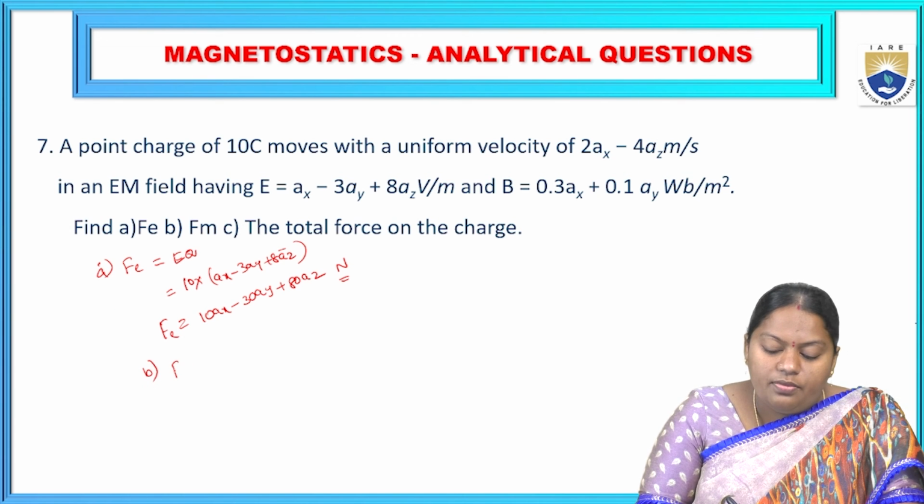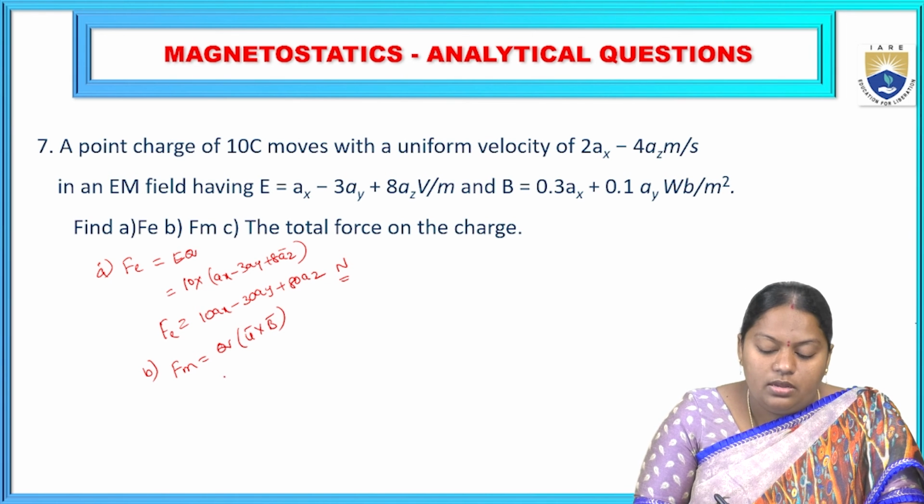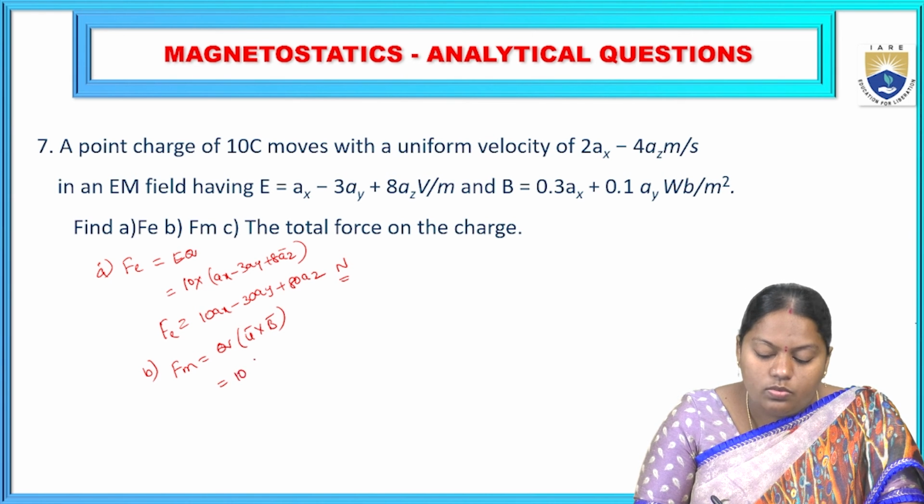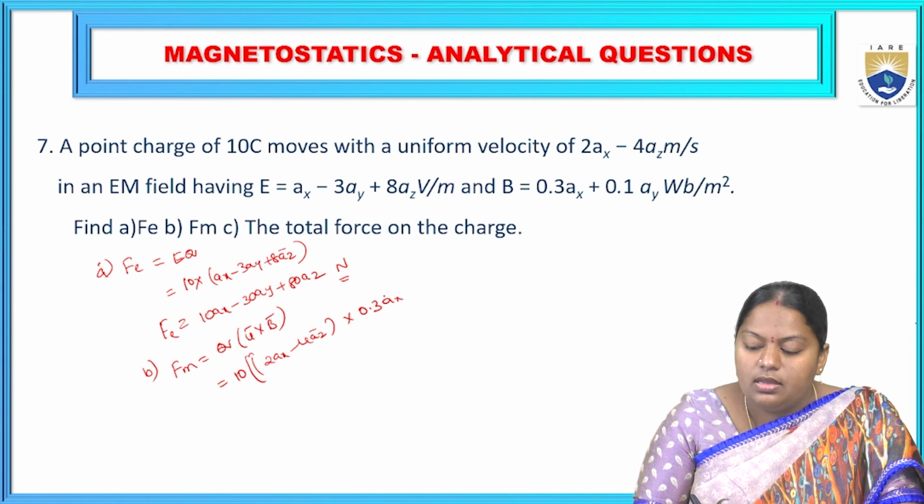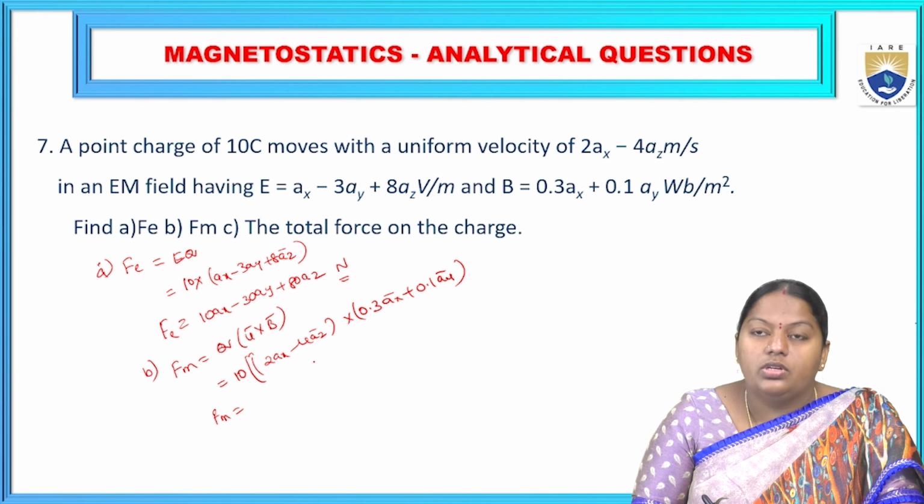Similarly for B, Fm, which is equal to Q into U bar cross B bar, which is equal to Q, again 10 coulombs, into U bar cross B bar, meaning U bar as 2AX minus 4AZ into the cross product with B bar, that is, 0.3AX plus 0.1AY, right? So here if you want to get the value of Fm, then you're going to get it.